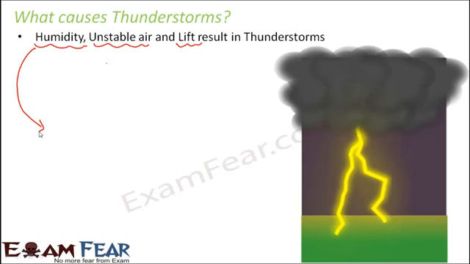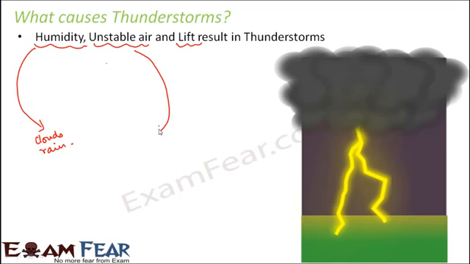When I talk about humidity, what is humidity? It is the presence of moisture in the atmosphere. This moisture is nothing but tiny droplets of water. This moisture or humidity forms the clouds, and these clouds result in rain. That's why during a thunderstorm, I said that it is accompanied by less or more rainfall.